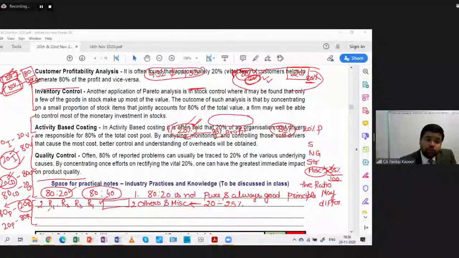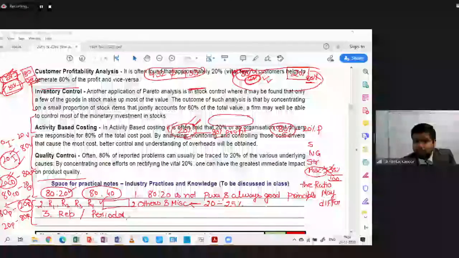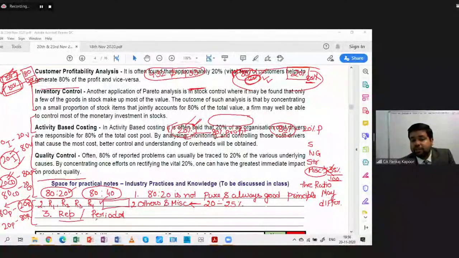And the last point, which is very important, you all must notice this point very carefully: you need to perform the Pareto analysis on a repetitive basis and at periodical intervals. Why do you need to perform it on a repetitive basis or at periodical intervals? Because it may be possible that anything which is trivial today may become vital tomorrow.